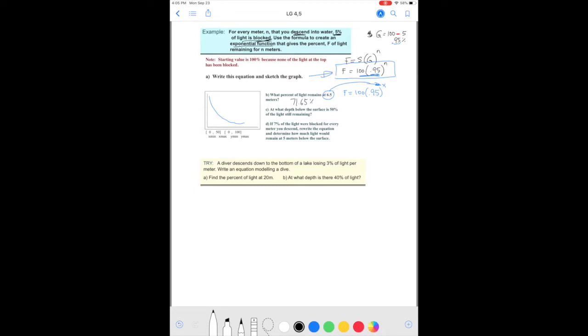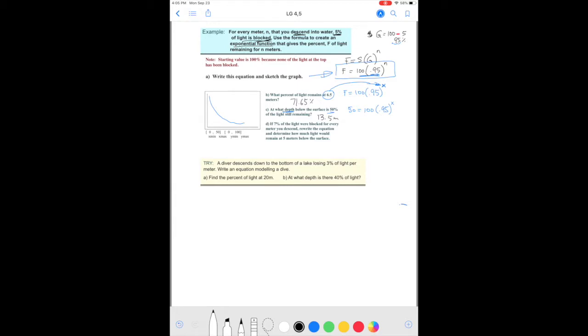Okay, same thing for C. We have at what depth, so we're trying to find n, or x, trying to get that guy, 50%. So 50 equals 100 times 0.95 to the x. Now again, you can do this through logs, which I'm going to show you later, but right now just use your calculator, and we get an answer of 13.5 meters.